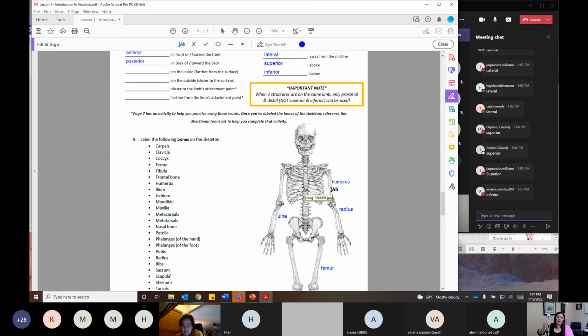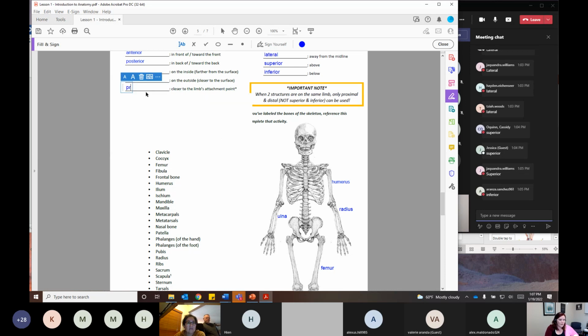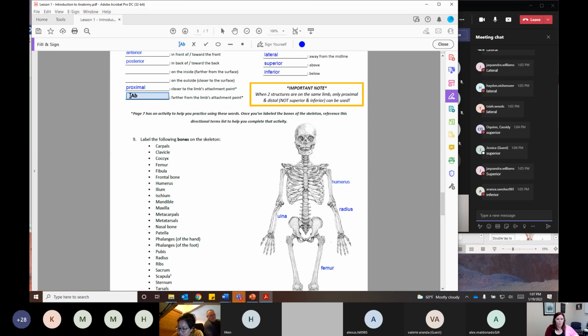So when we talk about two bones that are on an arm or two bones that are on a leg, we have to use a special set of directional terms for those. And that's these two right here with the little star. So when we're talking about what's closer to an attachment site, that's called proximal. When we talk about what's farther away from that attachment site, that's distal.